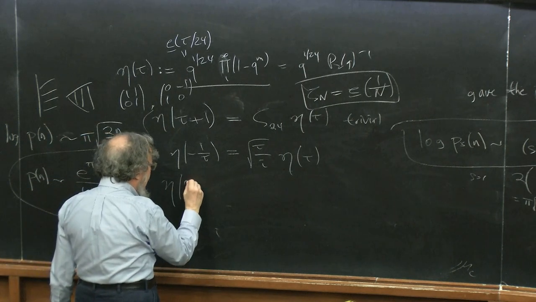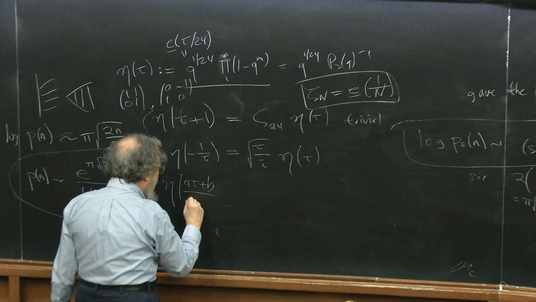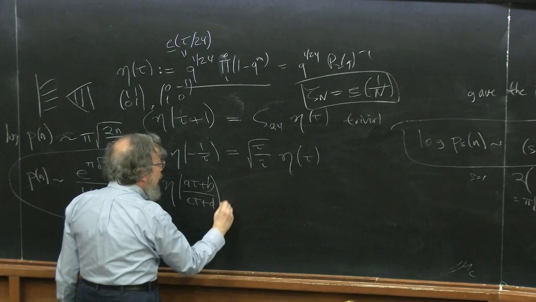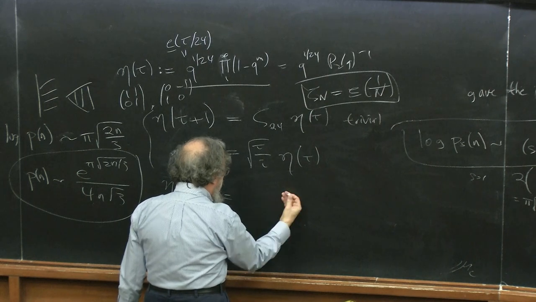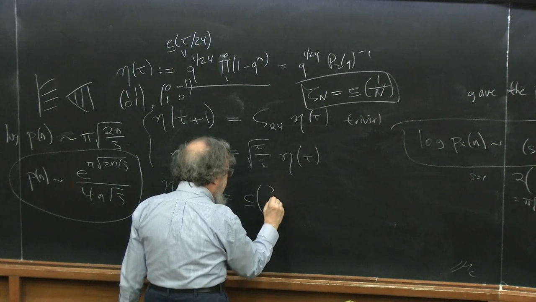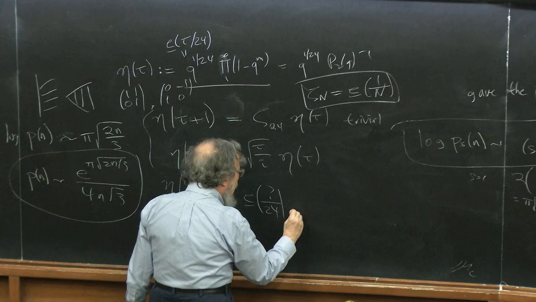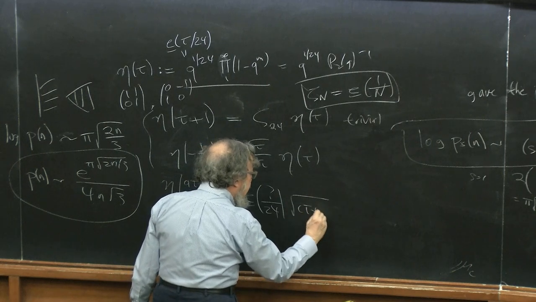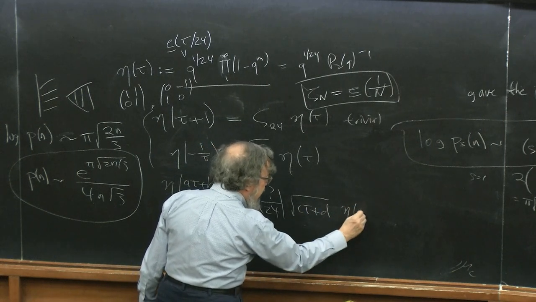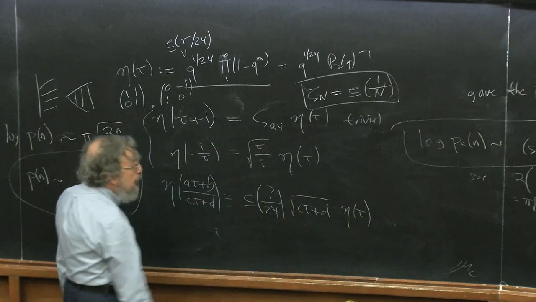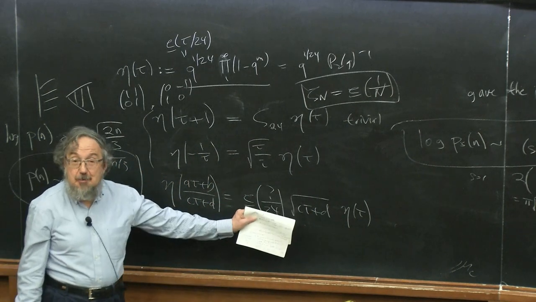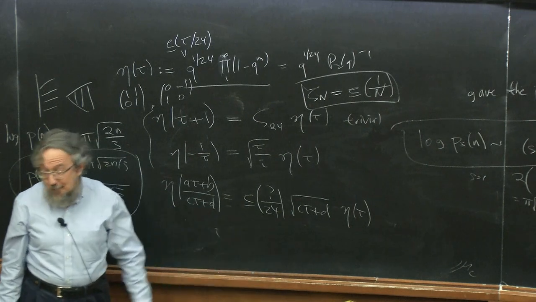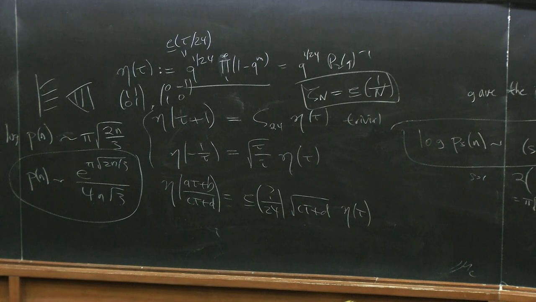And more generally, if you have any element A, B, C, D of SL2Z, then it follows from this that up to some 24th root of unity, so something divided by 24, you'll always have a factor square root of C tau plus D. It's a modular form of weight a half. And here you do have to specify which square root you take, but if you take the other one, you're changing by minus 1, which is also a 24th root of unity. So this will always be true for whichever square root you take, but you have to be careful.